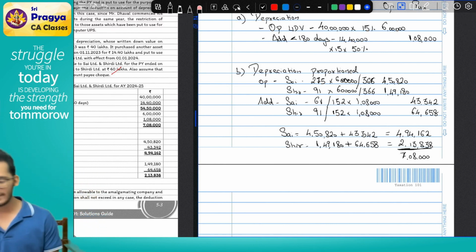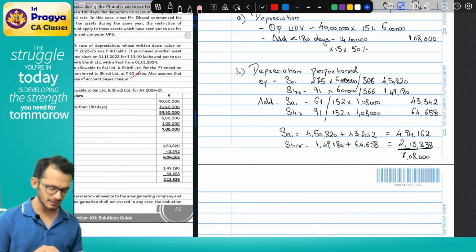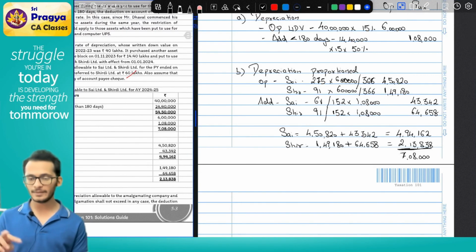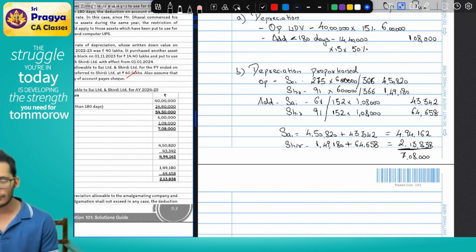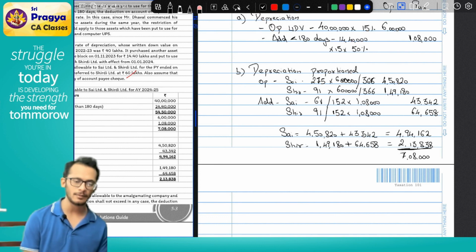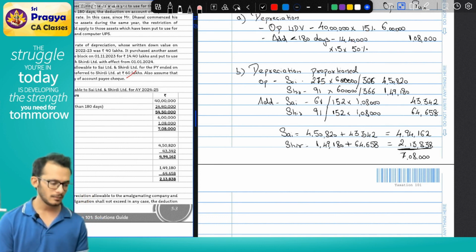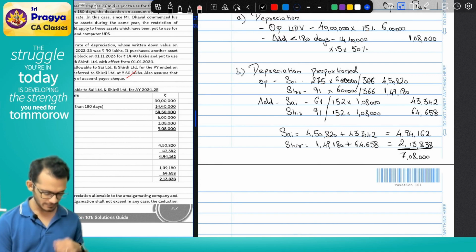Why are we getting the same number out? Like I told you, the logic is the whole depreciation for the year is being split between both the parties. So no matter how hard you try, 7,08,000 is what will get split between Sai and Shirdi based on the proportion number. Did you understand?